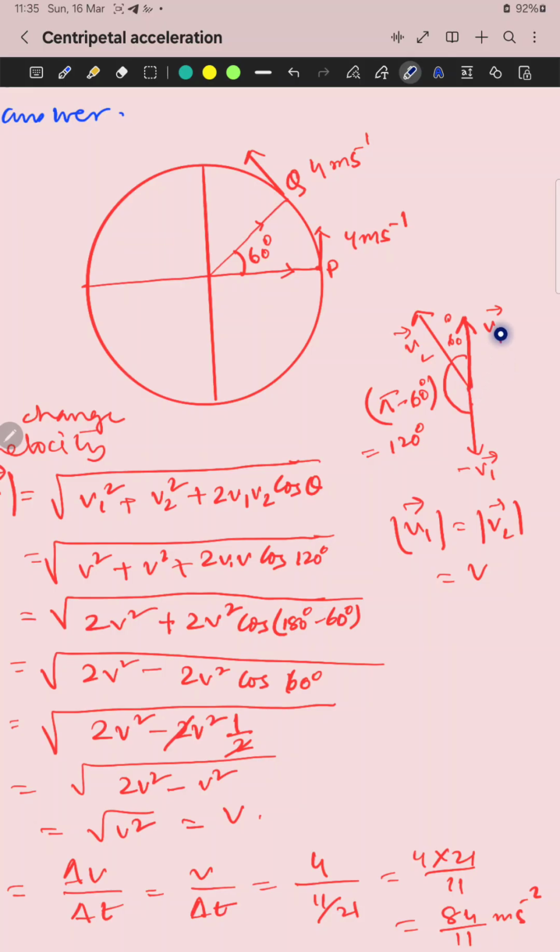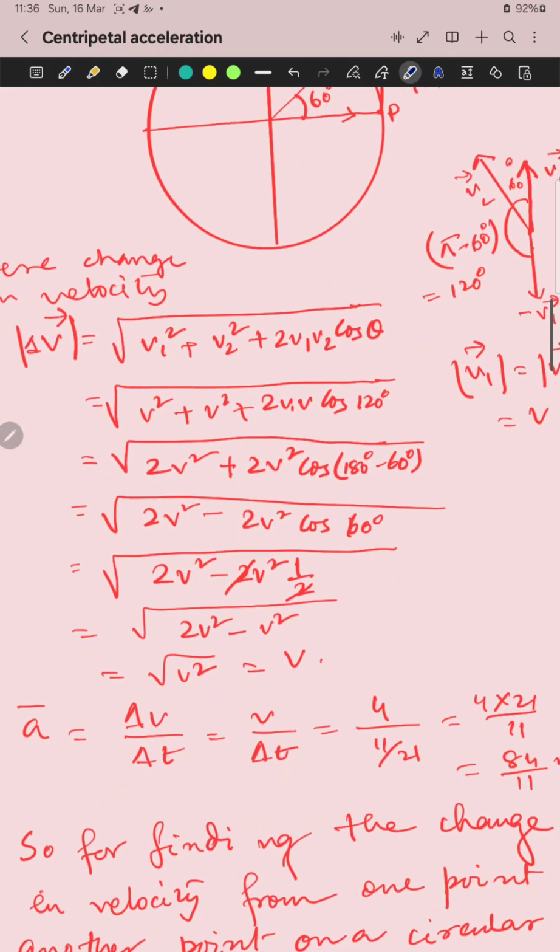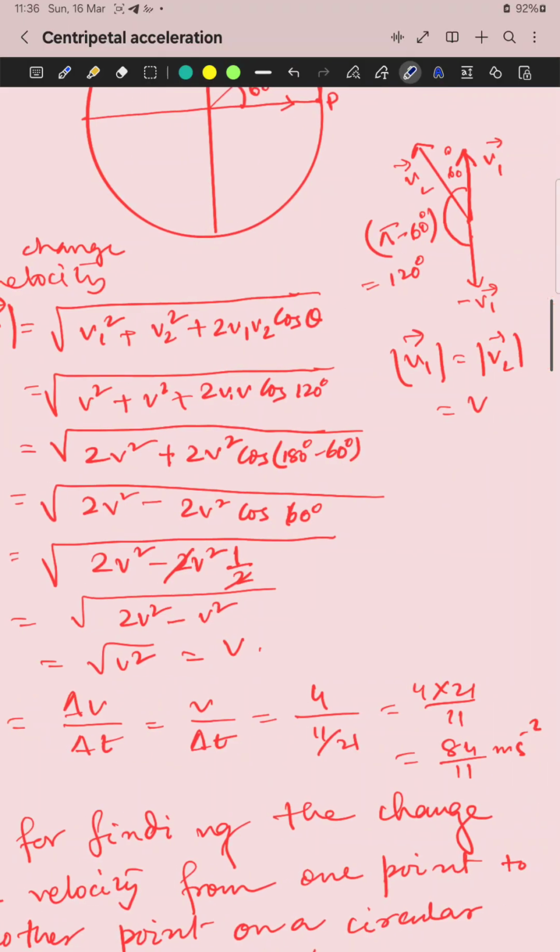Now if we take the negative of vector v1, we can write it as minus v1, which will be directed opposite to v1. Now the angle between negative v1 and v2 becomes 180 minus 60, that is 120 degrees. So we put the values of v1 and v2. Since the speed is constant, v1 and v2 will be equal to v. So we substitute the values of v1 and v2 as v and v.